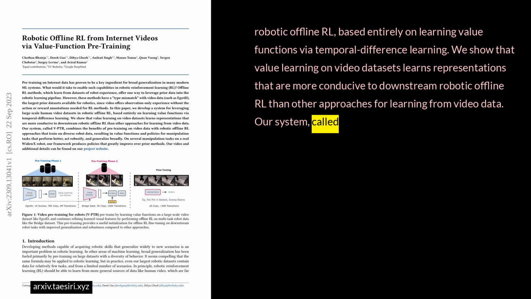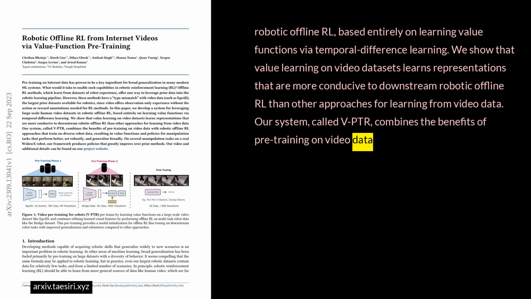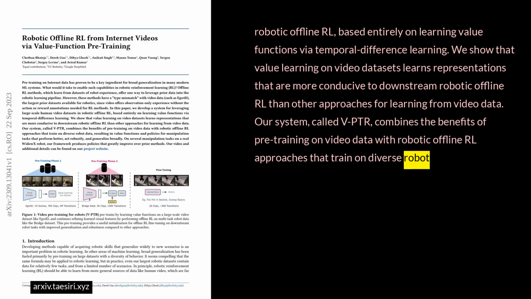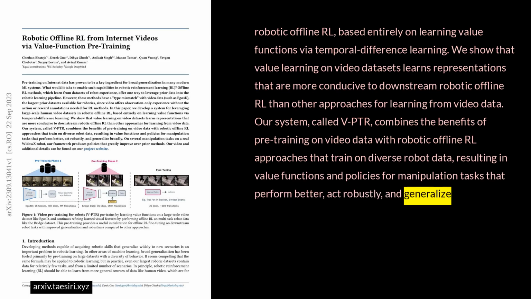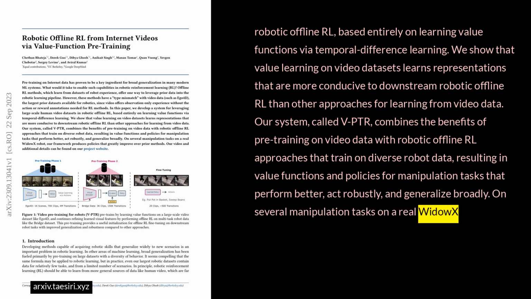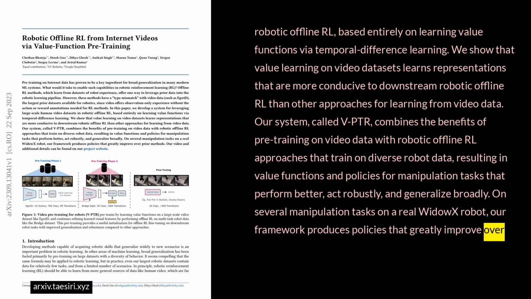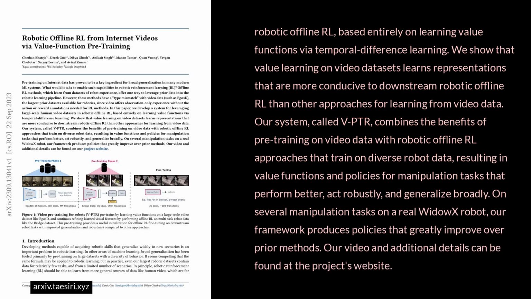Our system, called V-PTR, combines the benefits of pre-training on video data with robotic offline RL approaches that train on diverse robot data, resulting in value functions and policies for manipulation tasks that perform better, act robustly, and generalize broadly. On several manipulation tasks on a real WidowX robot, our framework produces policies that greatly improve over prior methods. Our video and additional details can be found at the project's website.